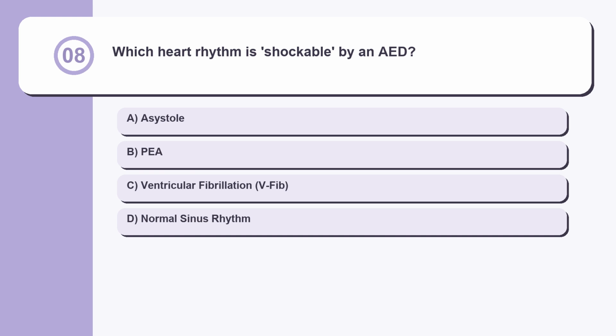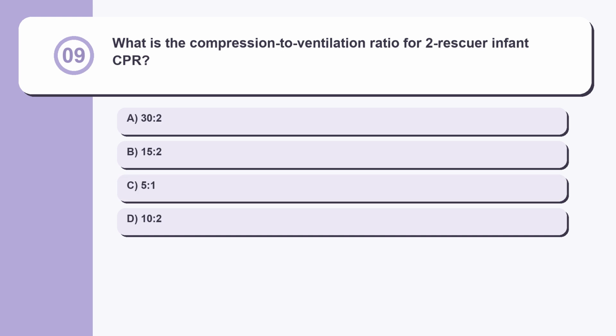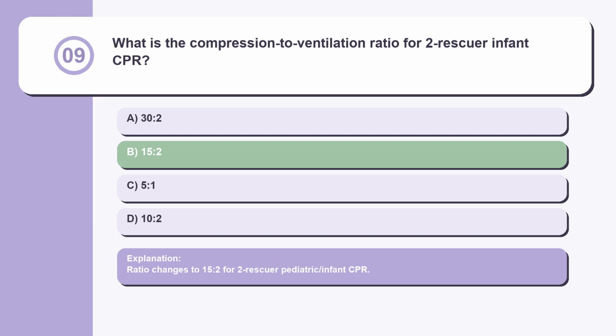Question 8. Which heart rhythm is shockable by an AED? Asystole, ventricular fibrillation, VFib, normal sinus rhythm. AEDs look for VFib or pulseless VTach. Question 9. What is the compression to ventilation ratio for 2-rescuer infant CPR? 30:2, 15:2, 5:1, 10:2. Ratio changes to 15:2 for 2-rescuer pediatric/infant CPR.